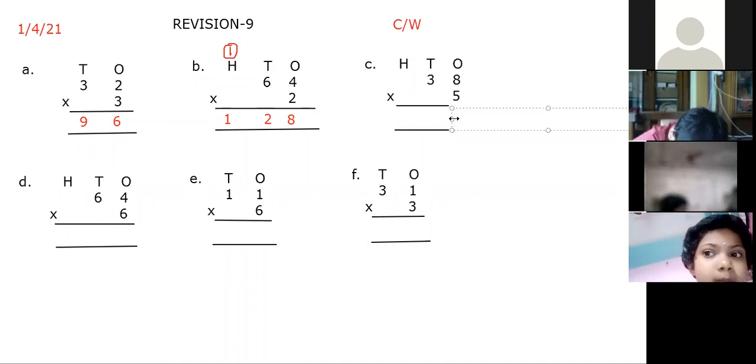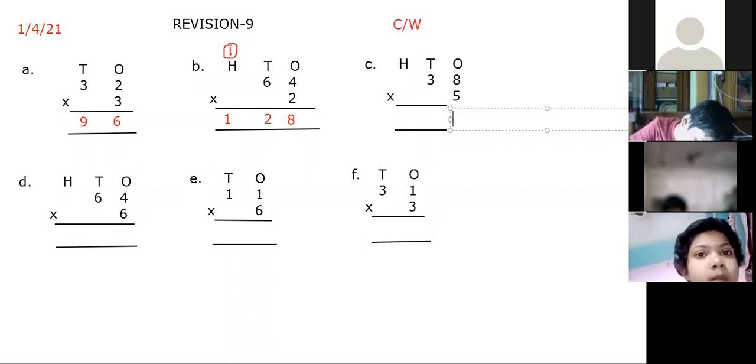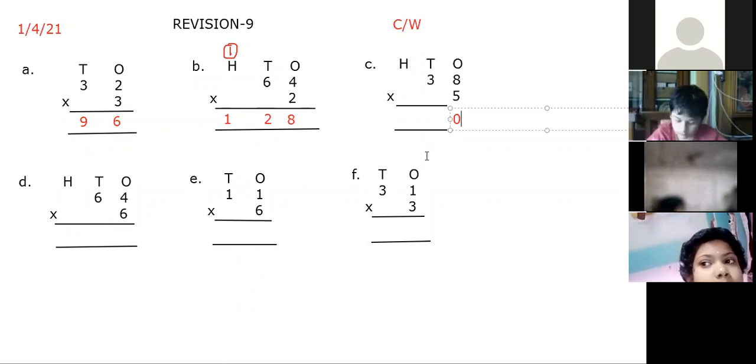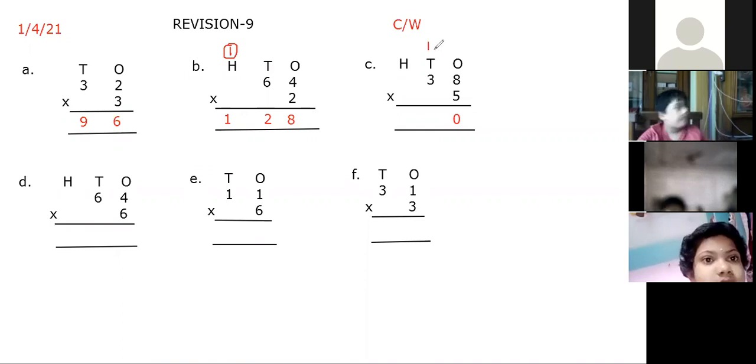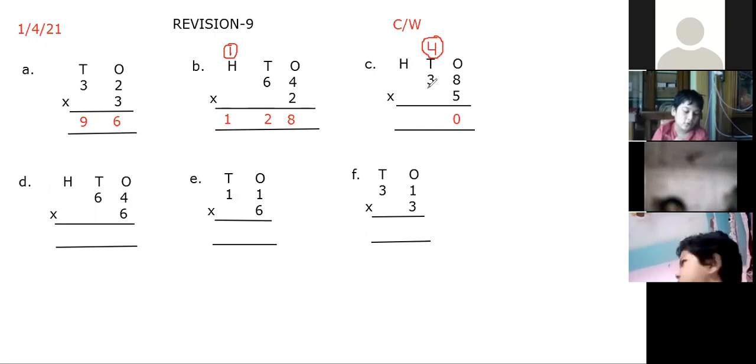See here. 5 eights are 40. So what we will do, we will write only 0 in one's place and 4 will go as carry over in tens place. Okay, you cannot write 40 in one's place. You will write only 0 in one's place and 4 will go as carry over in tens place. Okay, Tanishka? Yeah, okay, ma'am.